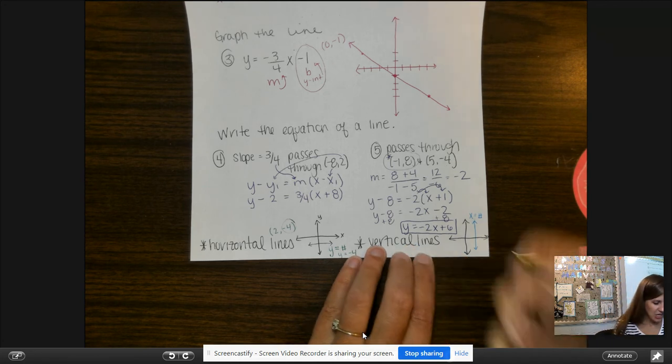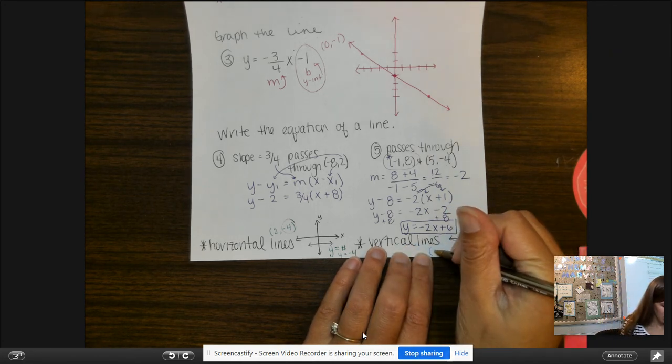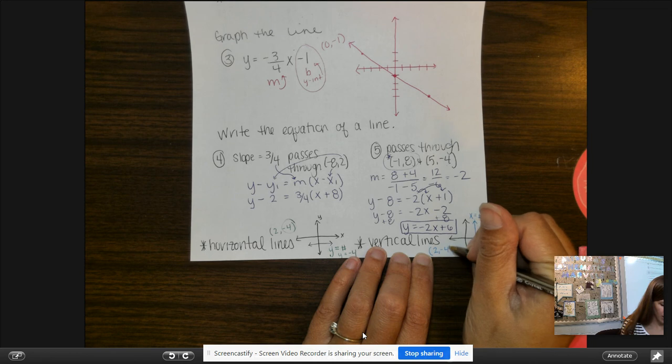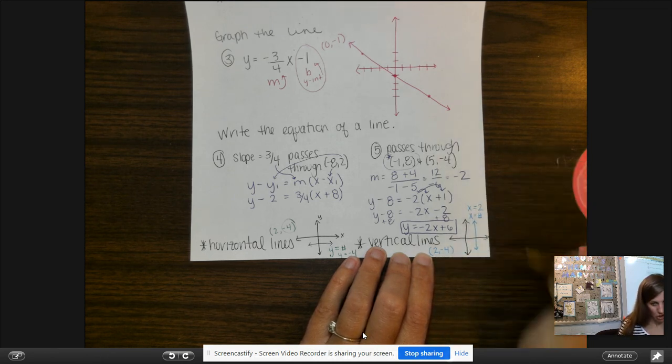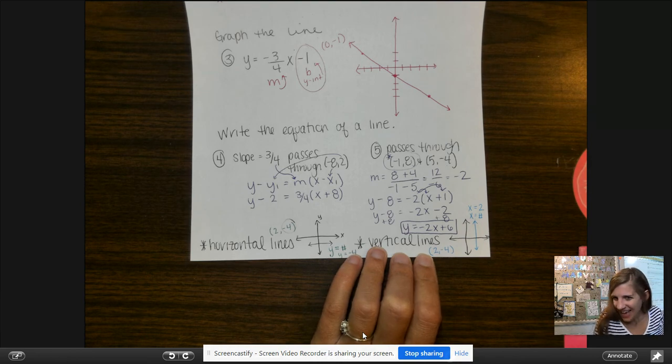And so if I said to you that a vertical line was going to go through the point 2, comma, negative 4, then that means this equation would be x equals 2. Okay, good luck.